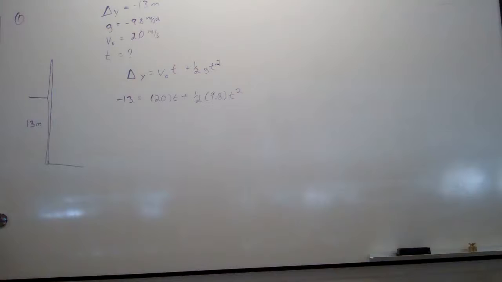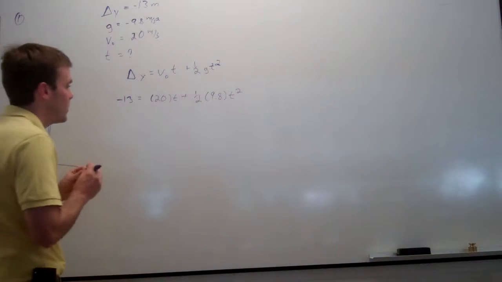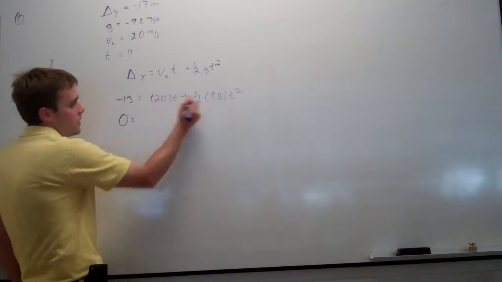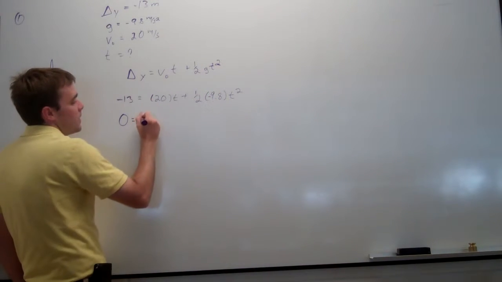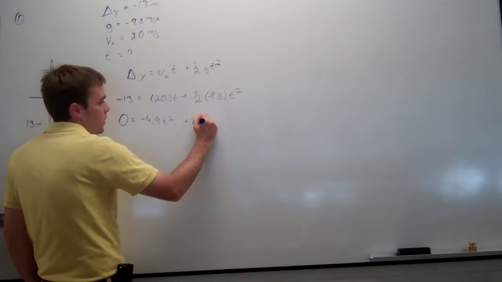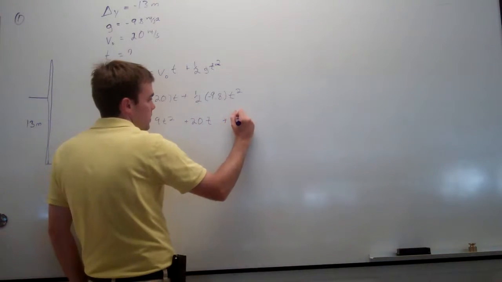Quadratic. We can quadratic this. We don't have to. Well, does anybody have a quadratic in their calculator? Let's do it real quick just for kicks. I'll show you the other way to do it. So we got 0 equals, that should be negative, sorry, negative 4.9 t squared plus 20 t plus 13.